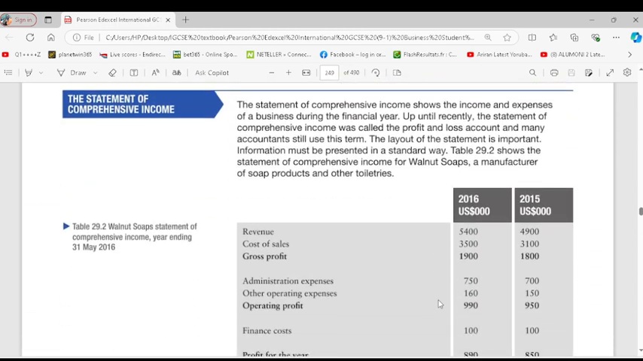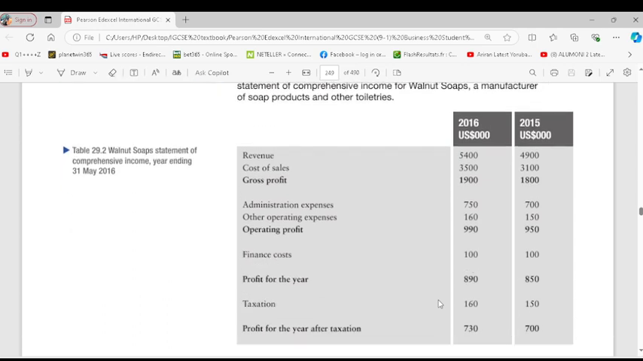The statement of comprehensive income itself. The statement of comprehensive income shows the income and expenses of a business during the financial year. We call it the income statement because it tells us about money that comes into the business and what the business spends. So what are those items you find in the income statement? You have your revenue, your purchases, your sales, your carriage. This is a format for it.